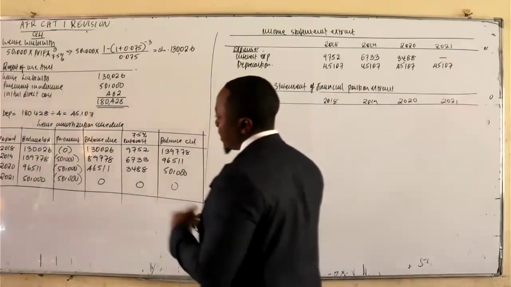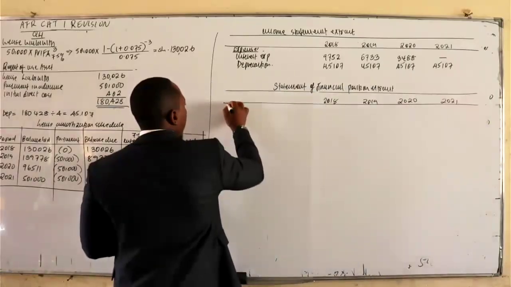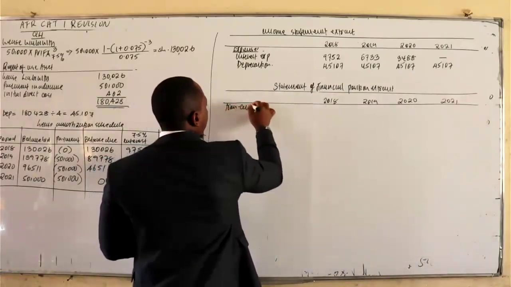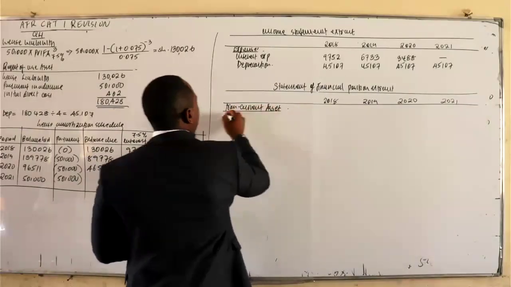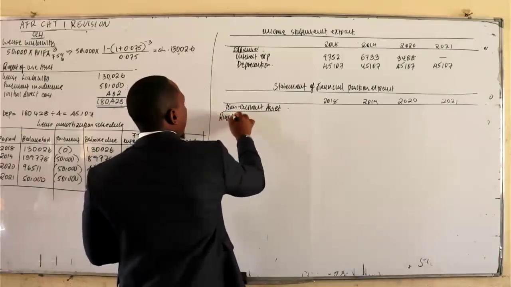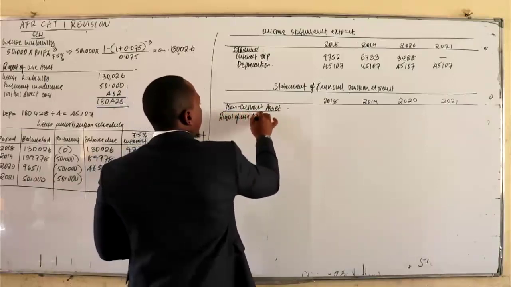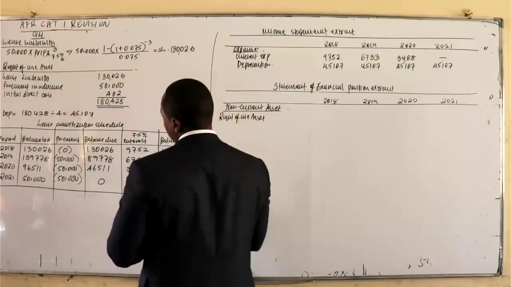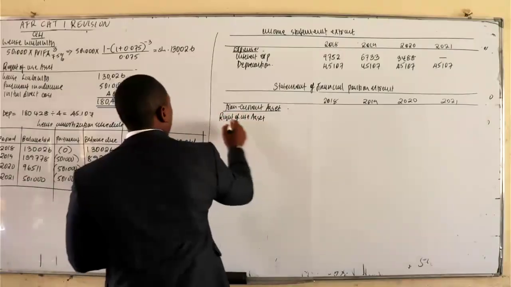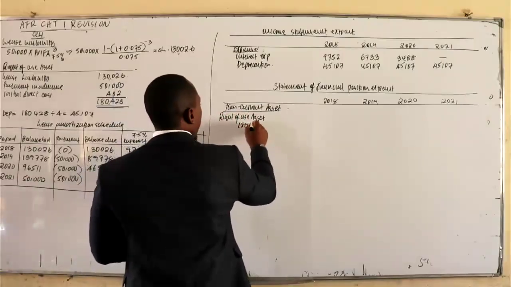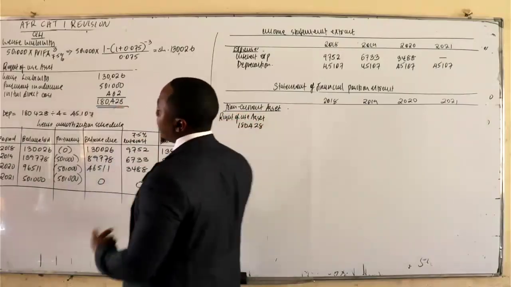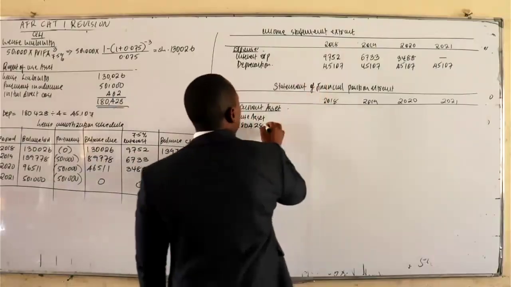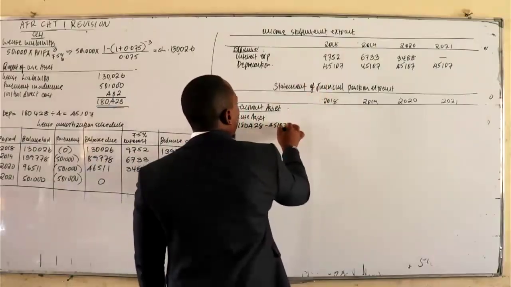So here we recognize an asset as well as a liability. Under the non-current assets, we have the right of use asset. The right of use asset was an amount of 180,428, but this was at initial recognition. So you deduct the depreciation for the year, minus 45,107.